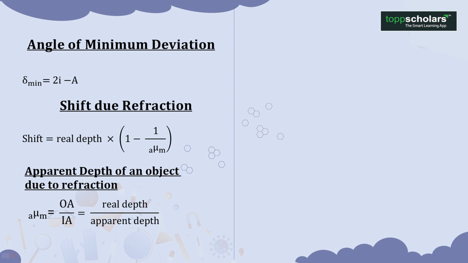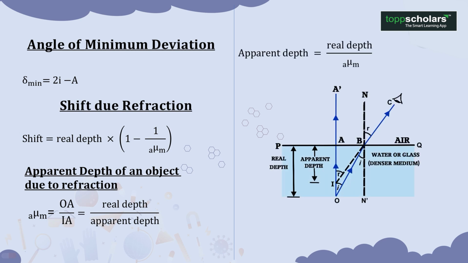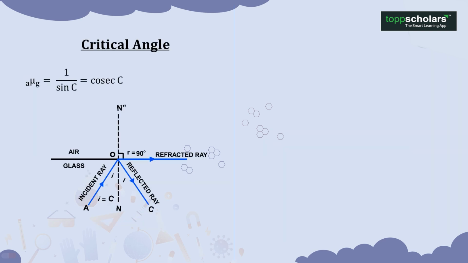Shift due to refraction: shift is equal to real depth into (1 minus 1 upon aμm). Apparent depth of an object due to refraction: aμm is equal to OA upon IA, which is equal to real depth upon apparent depth. Apparent depth is equal to real depth upon aμm. Critical angle: aμg is equal to 1 upon sin c, which is equal to cosec c.